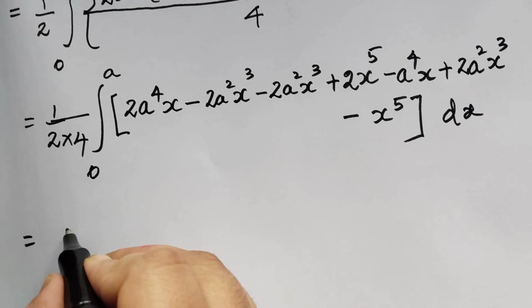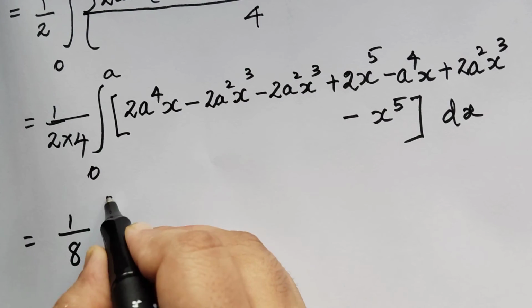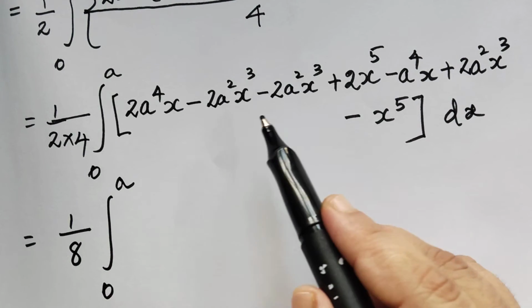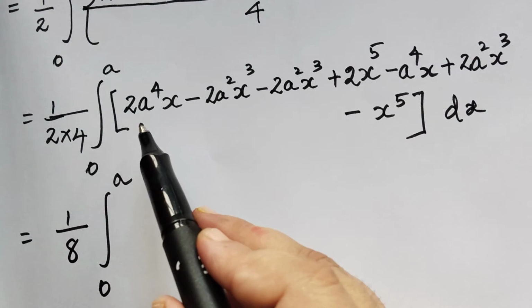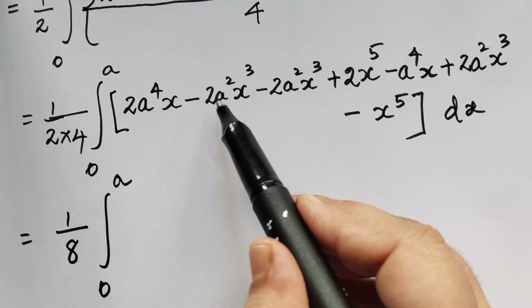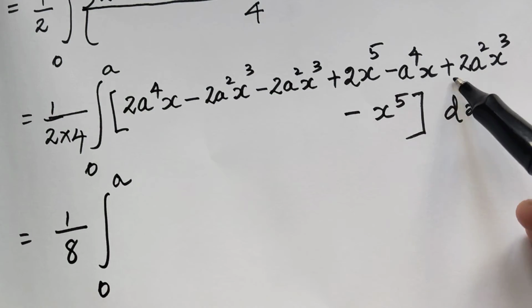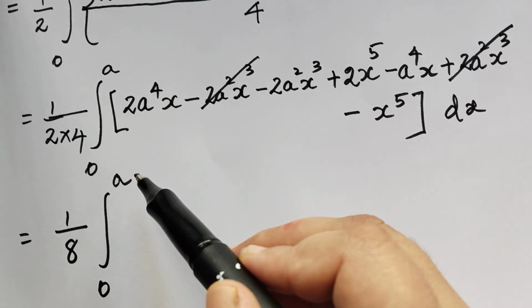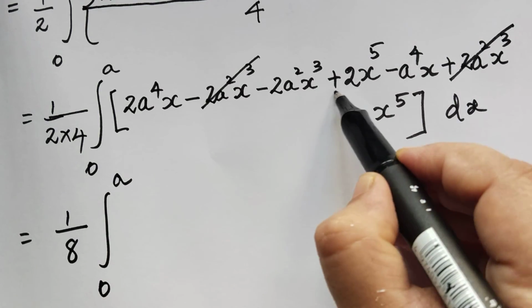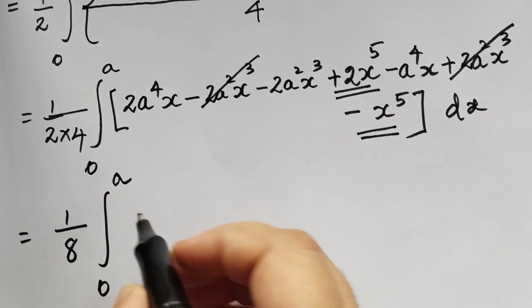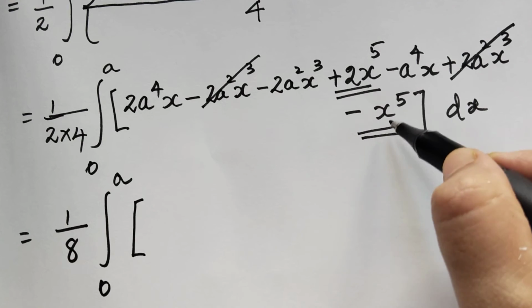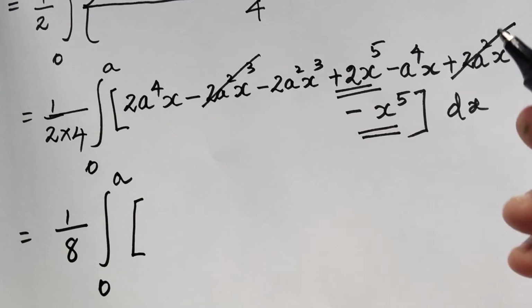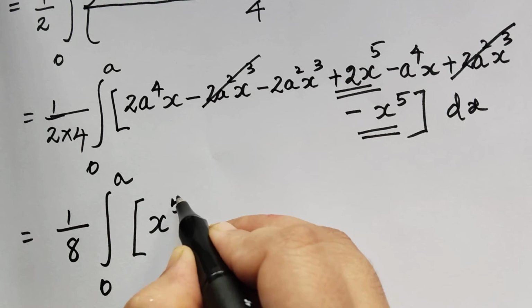So further this can be written as 1 by 8 integral 0 to a. We have to check whether we are able to cancel any terms. If we see, we have minus 2a square x cube over here and plus 2a square x cube, so these two terms can be cancelled. And if you also see, these two terms we have can be written after subtracting x power 5 from 2x power 5. So what is 2x power 5 minus x power 5? It is only x power 5.